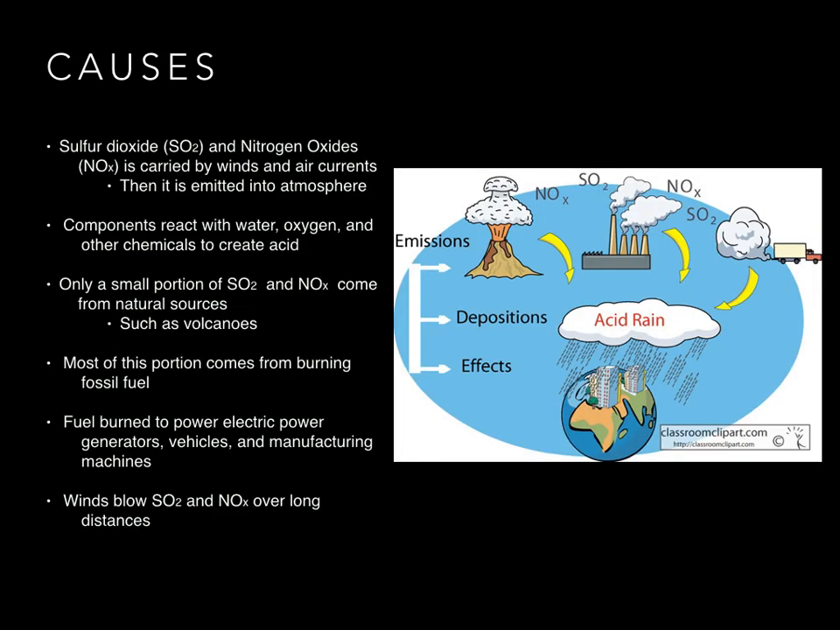Causes: sulfur dioxide (SO2) and nitrogen oxides (NOx) are emitted into the atmosphere and carried by winds and air currents. These components react with water, oxygen, and other chemicals to create acid. Only a small portion of SO2 and NOx comes from natural sources, such as volcanoes. Most comes from burning fossil fuel. Fuel is burned to power electric power generators, vehicles, and manufacturing machines. Winds blow SO2 and NOx over long distances. As you can see in the photo, the two sources are volcanoes and a manufacturing plant.